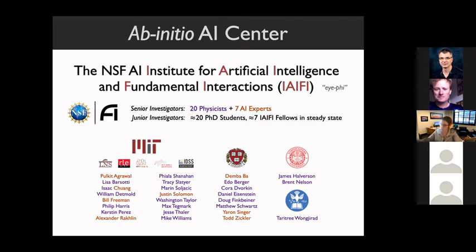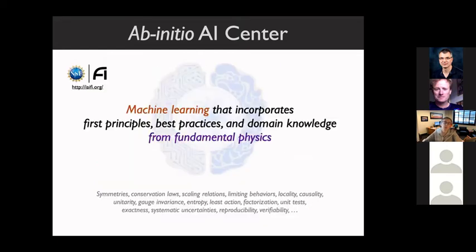And the whole point of this institute is what I've been stressing. It's machine learning to incorporate the first principles, best practices, and domain knowledge from fundamental physics. So things like symmetries, conservation laws, scaling relations, limiting behaviors, and so on. And the entire goal of this institute is to develop this next generation of AI algorithms informed by and targeting theoretical physics and experimental physics.